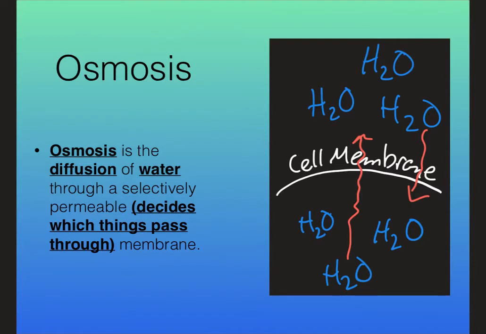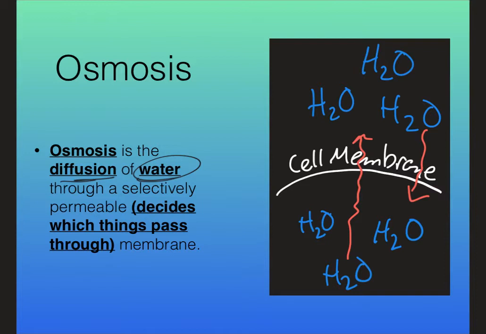Now, the last type of passive transport we're going to look at is something known as osmosis. Osmosis is still diffusion, but it's a diffusion of water, through a selectively permeable membrane. Permeable means to have permission to pass through. Things can go through, but it's selective because the membrane chooses what can and cannot. So this is specifically diffusion with water.